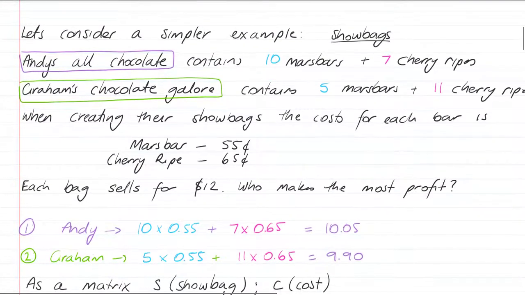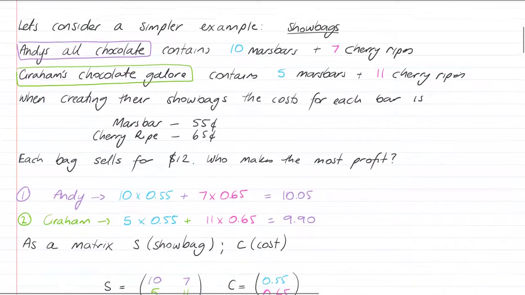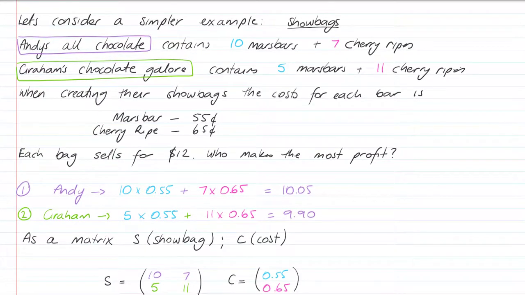Let's consider a show bag quickly, and this is a bit of context. So if you want to pause the video now and have a think about what I've just said, now would be a great time to do that. So let's consider a simpler example, show bags, because the Gold Coast show is coming up, although maybe it's not, who knows. Andy's all chocolate show bag contains 10 Mars bars and 7 cherry ripes. Just read this line here. Graham's chocolate galore contains 5 Mars bars and 11 cherry ripes. That's that line there.